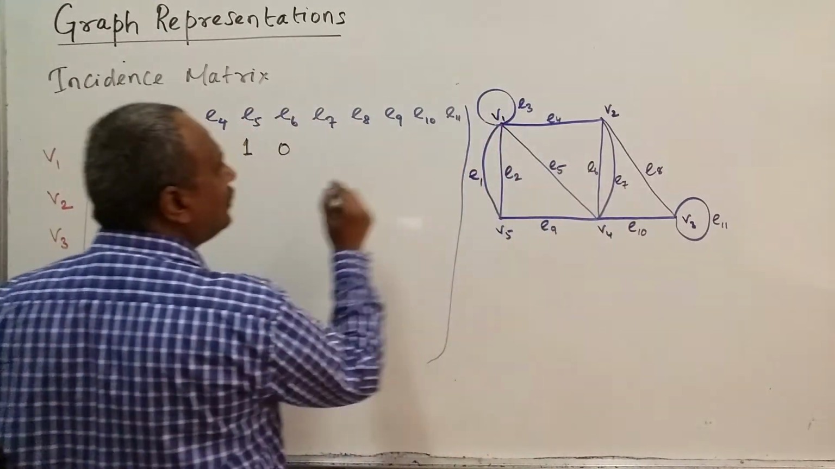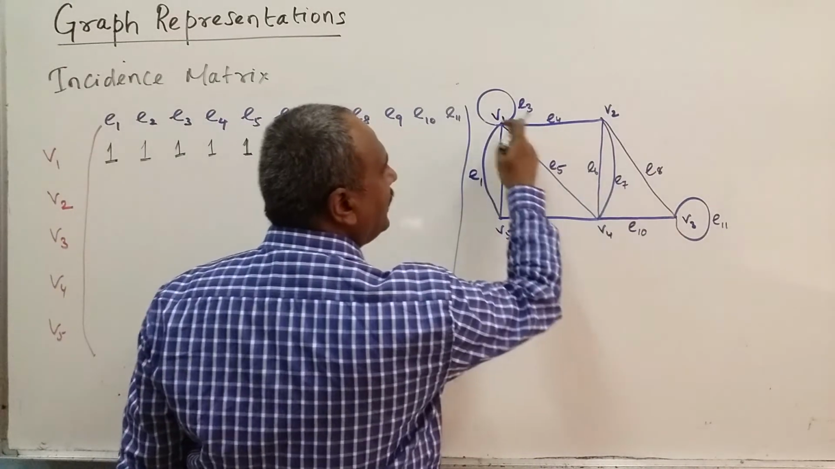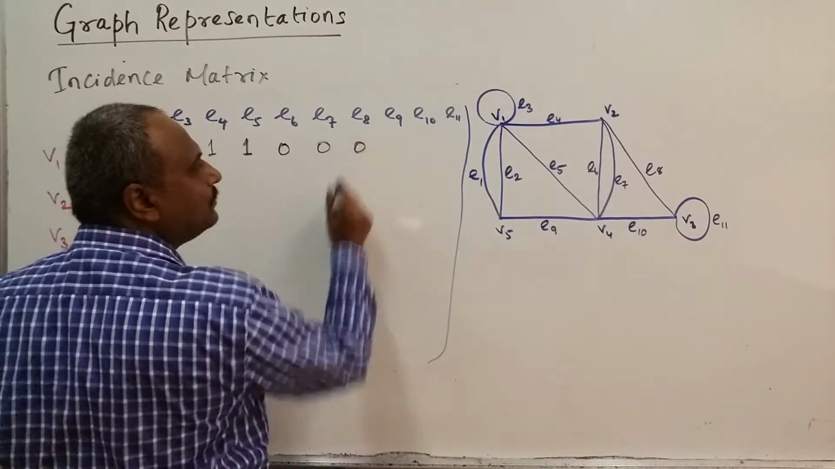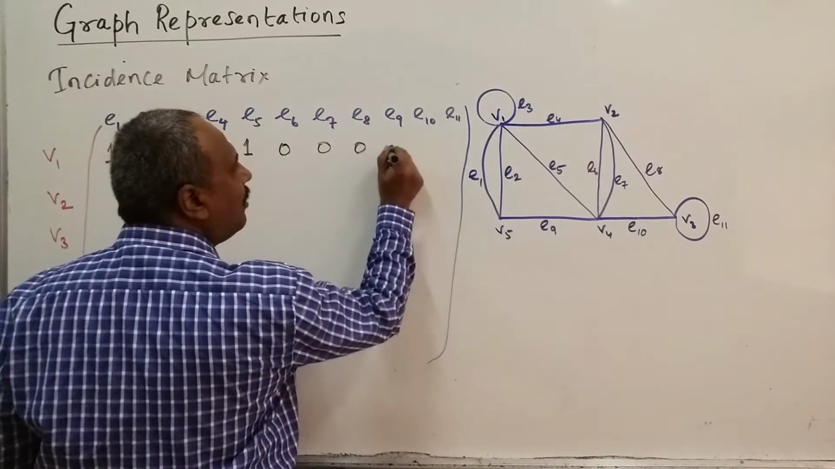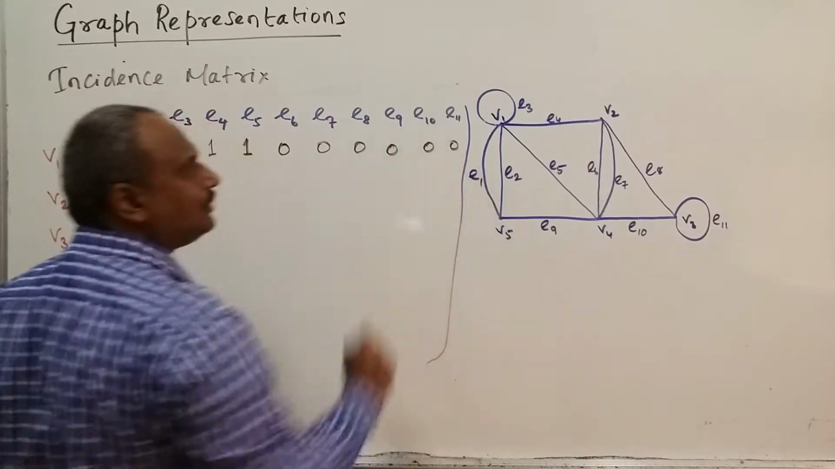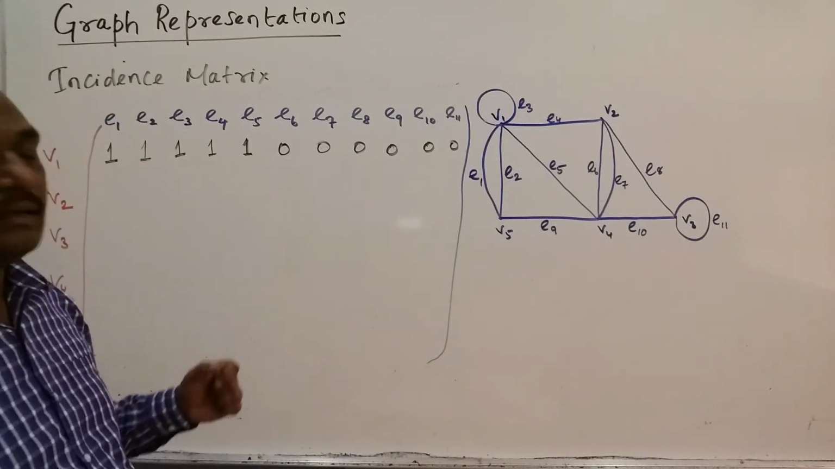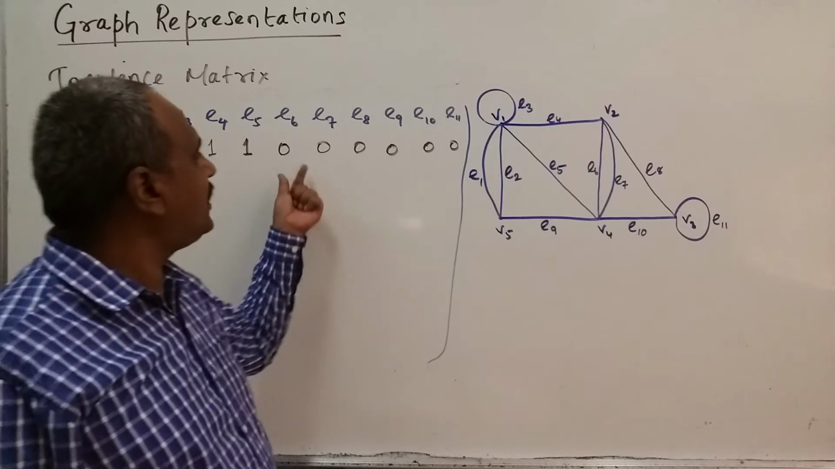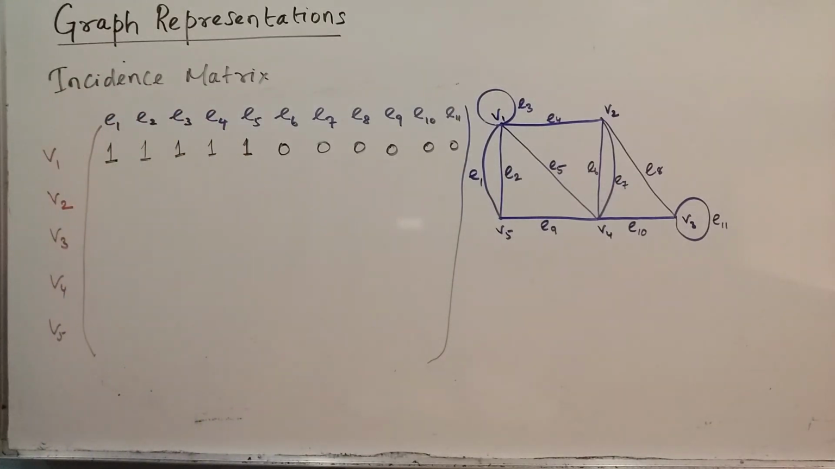E7, there is no connection with V1, so 0. E8 is away from V1, 0. E9, E10, E11, all are away from V1. There is no connection between those vertices and edges. So in such a case, we are going to define 0.